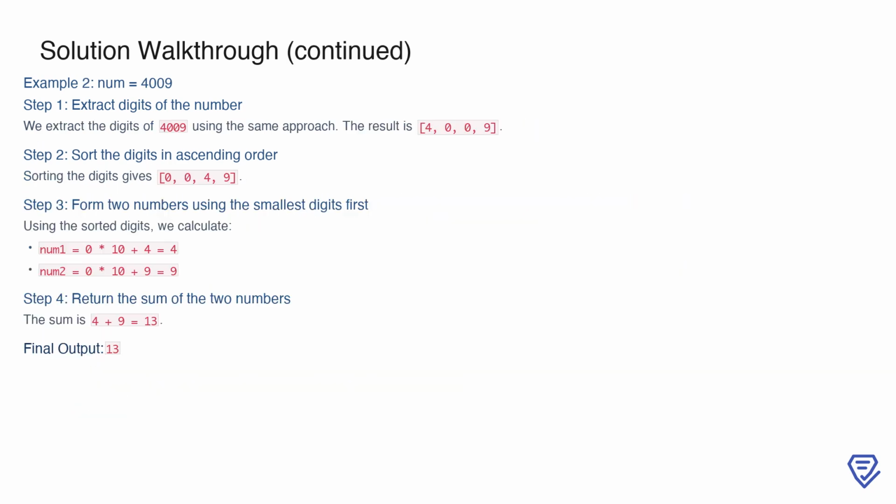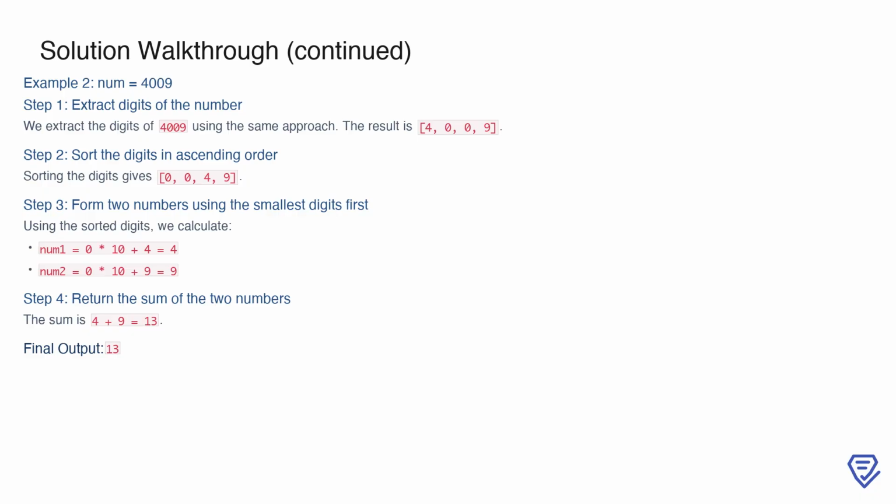Now, let's look at the next example, where the number is 4009. The process begins the same way. We extract the digits of the number, resulting in 4, 0, 0, 9. After extracting the digits, the next step is to sort them in ascending order. Sorting the digits gives 0, 0, 4, 9.